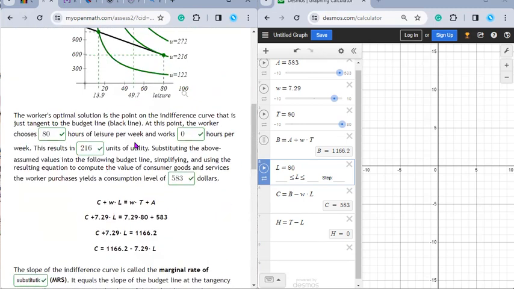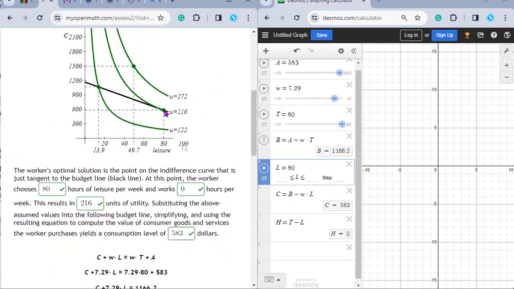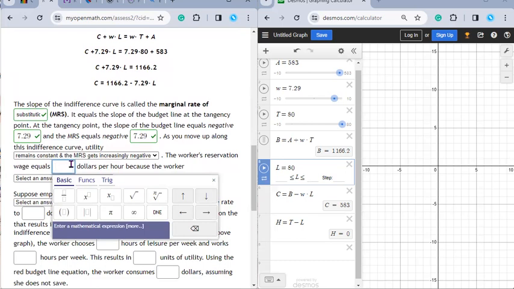Now, the reservation wage is the slope at this point. And the reason is because if the wage goes up a little bit, then the person is no longer indifferent between work and not working. At this point, the person is just indifferent between working and not working. So if the wage goes up a little bit, it'll probably trigger that person to start working. So we're calling the wage at that point the reservation wage.